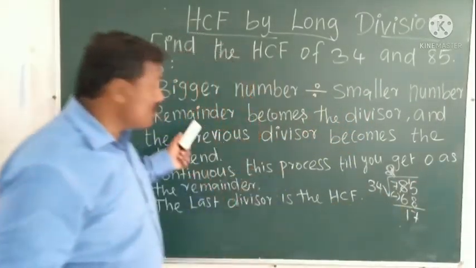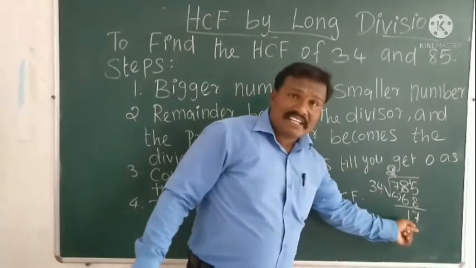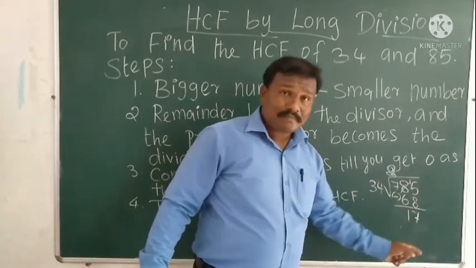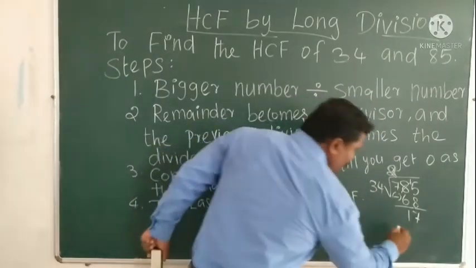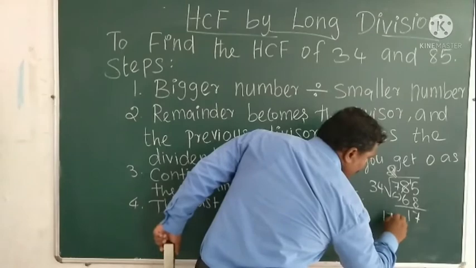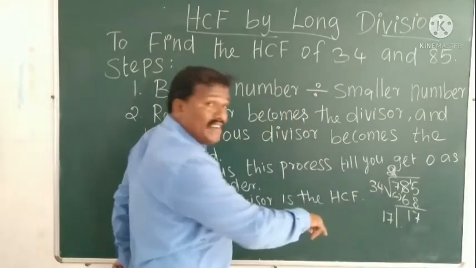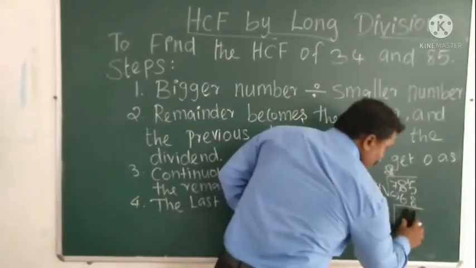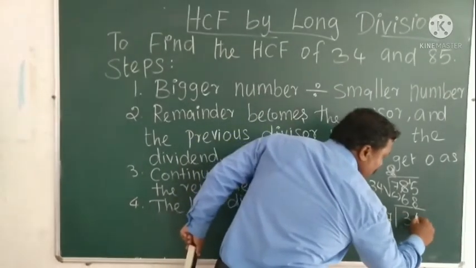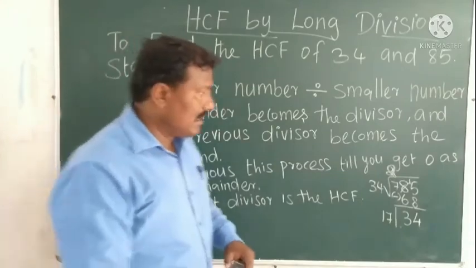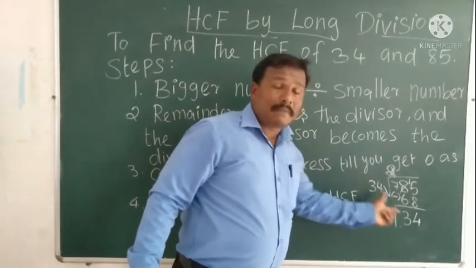Now what happened? As per the rule, second step, the remainder becomes the divisor. What is the remainder? 17 is the remainder, so now this is the divisor. So we take 17 as the divisor. The previous divisor, 34, now becomes the dividend. See, now we got remainder 17, it becomes the divisor, and the previous divisor becomes the dividend.